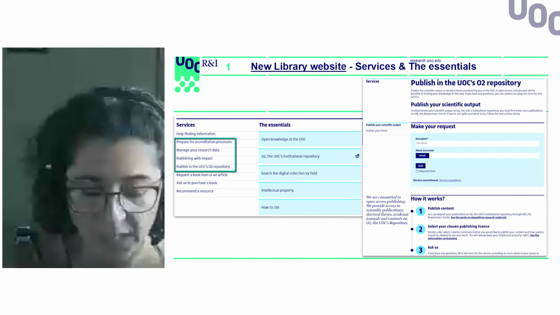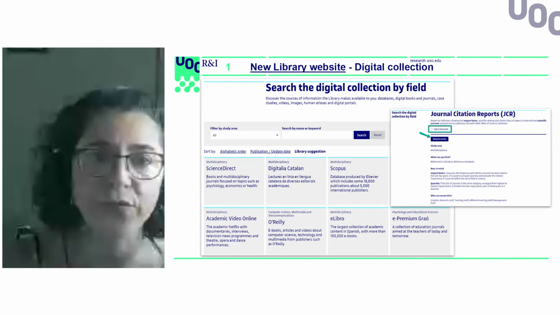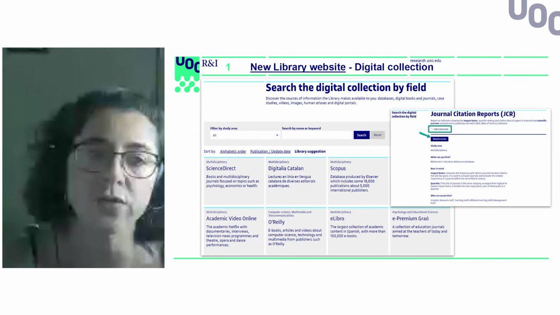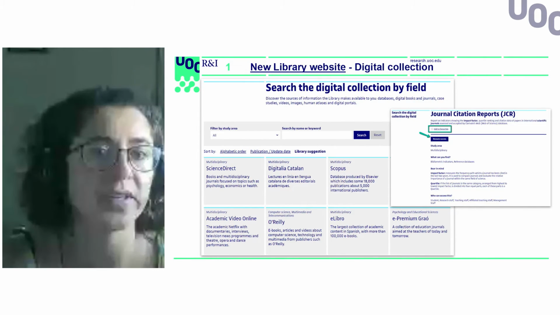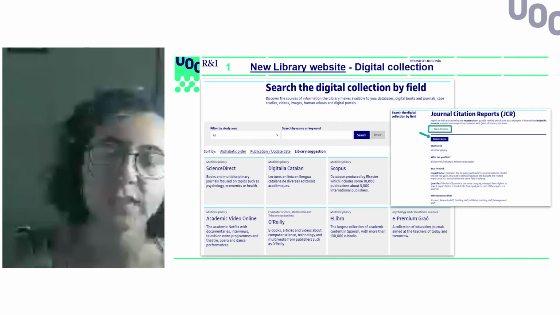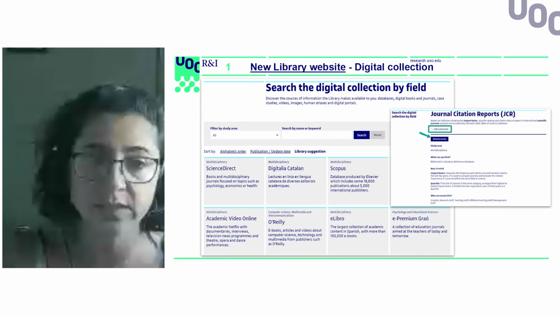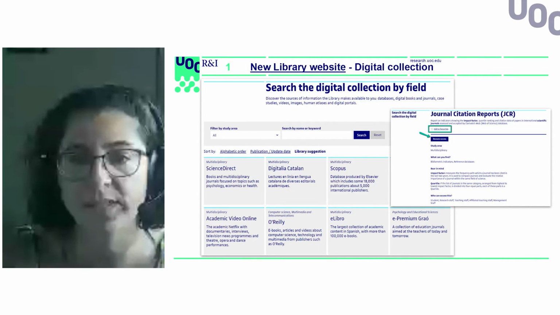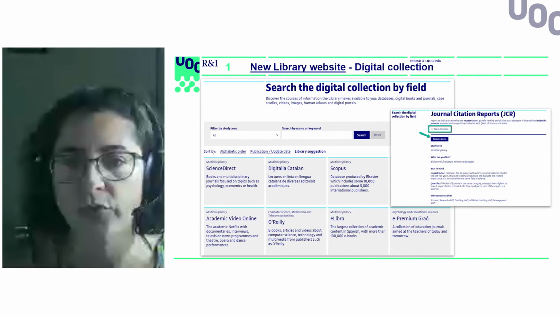And what more do you have in the homepage? Also, you have direct access to our digital collection. Our digital collection are all the databases, digital books, journals, case studies, videos, images, human atlases, digital portals, etc. Okay, and you can search by field, by your study area, or you can search by name or keyword. You can see to the right, no? For example, with the Journal Citation Reports database, you click and then you can access directly to the resource, and also you can add to favorites, okay, as we said at the beginning.